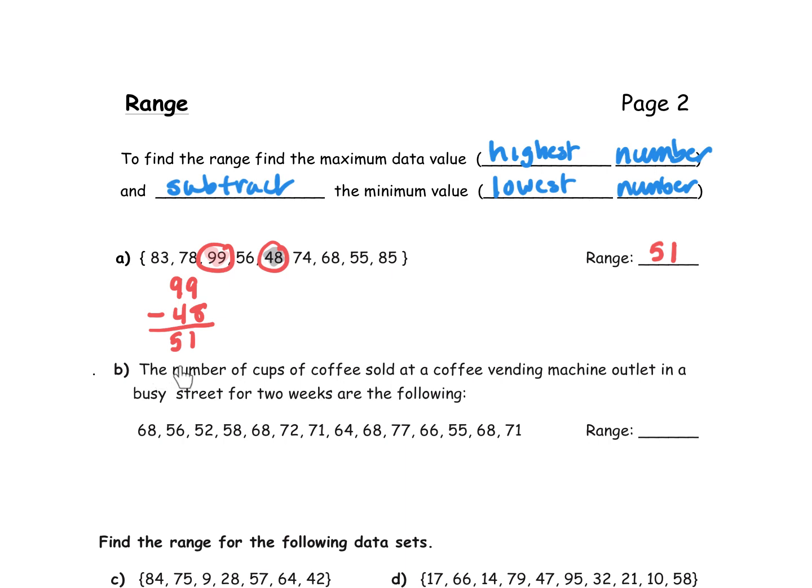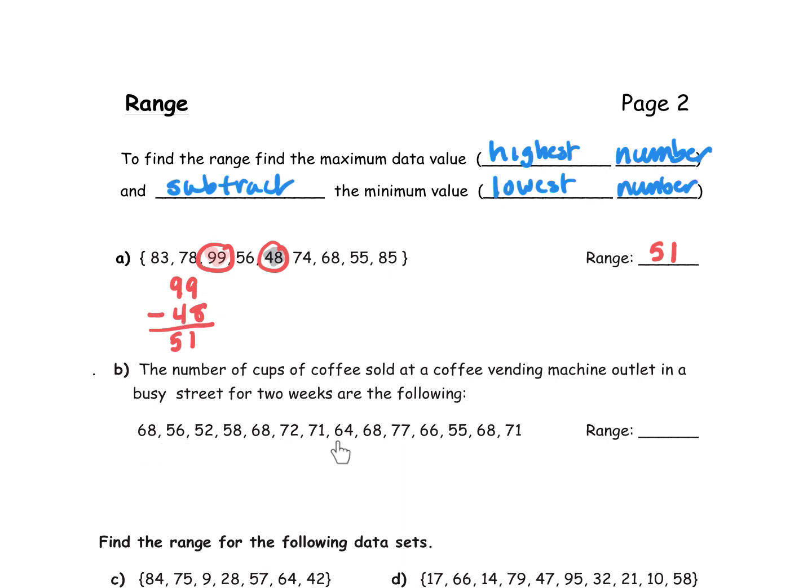Next, example B, the number of cups of coffee sold at a coffee vending machine outlet in a busy street for 2 weeks are the following. And so these represent the number of cups of coffee sold for 2 weeks. So again, when we have a large number of data, it might be helpful for us to place it in order. However, that's not necessary. What is necessary is that we find the highest and lowest data item. And you'll notice last example, I chose to find the lowest and then the highest. What is very important though, we're taking the highest data item minus the lowest.